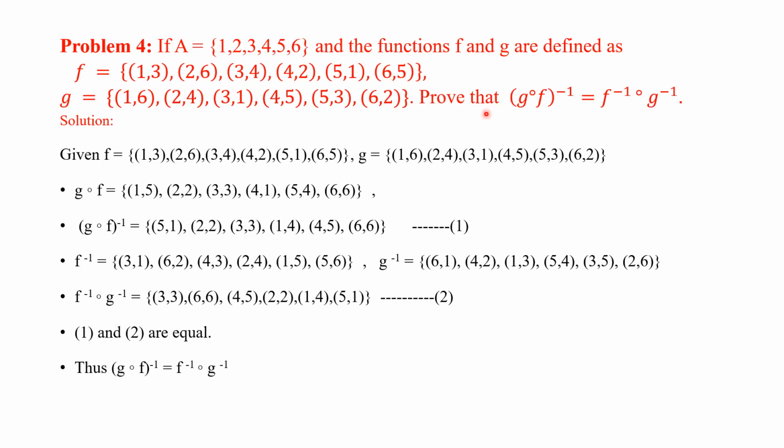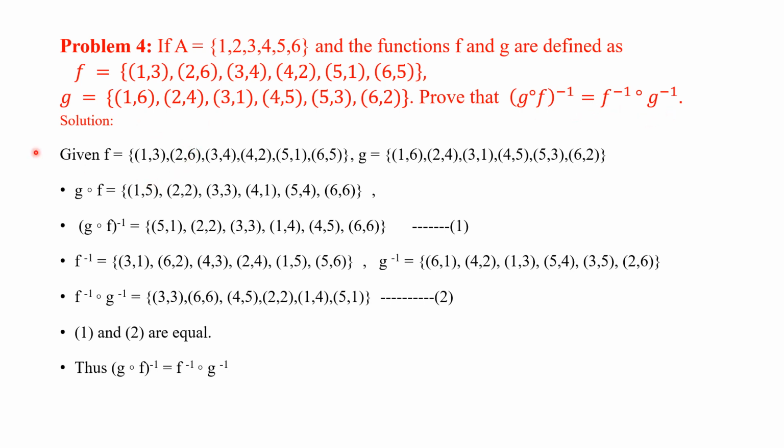Problem number 4. If capital A is a non-empty set with the numbers 1, 2, 3, 4, 5, 6, and the functions f and g are defined on this particular set as f is (1,3), (2,6), (3,4), (4,2), (5,1) and (6,5), and g is (1,6), (2,4), (3,1), (4,5), (5,3), (6,2). Prove that (g composition f) whole inverse is equal to f inverse composition g inverse.